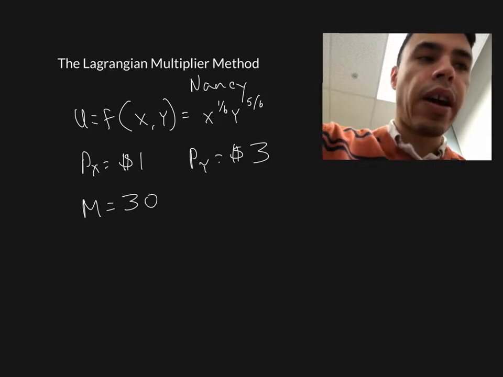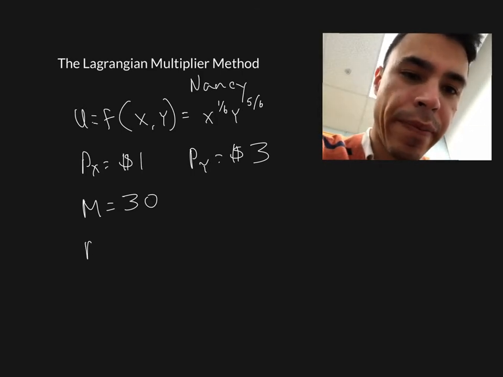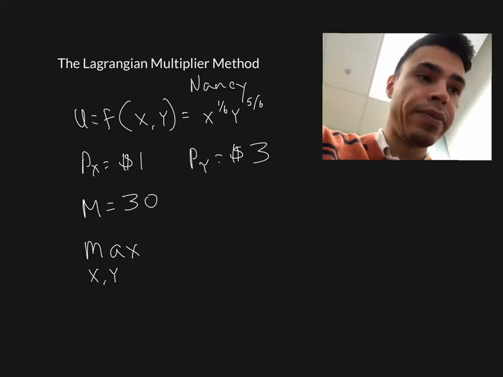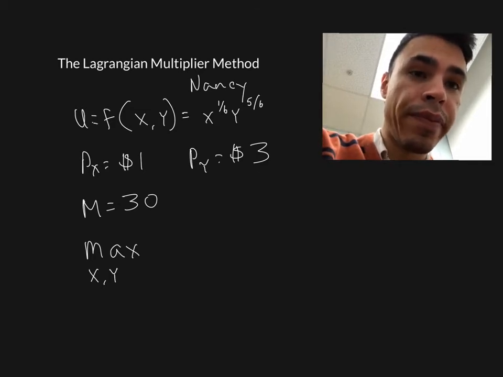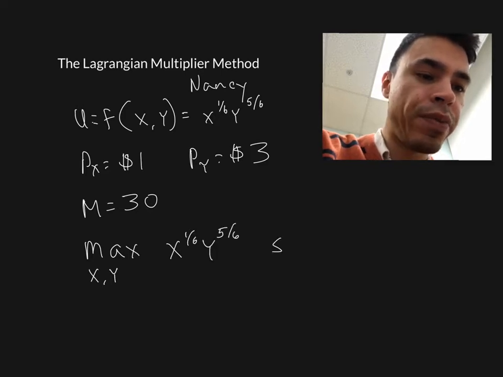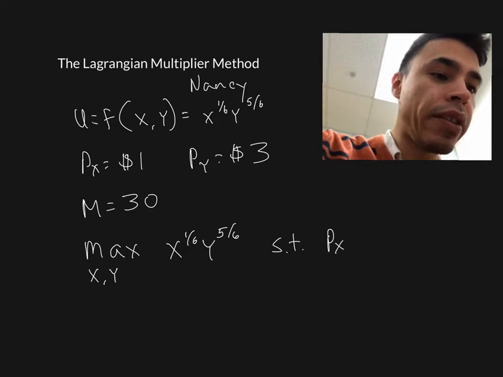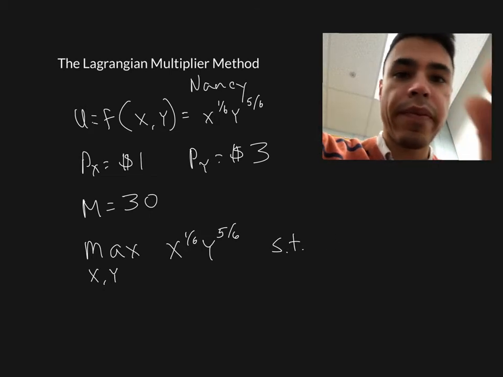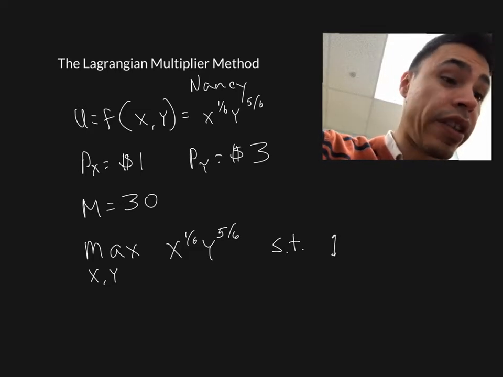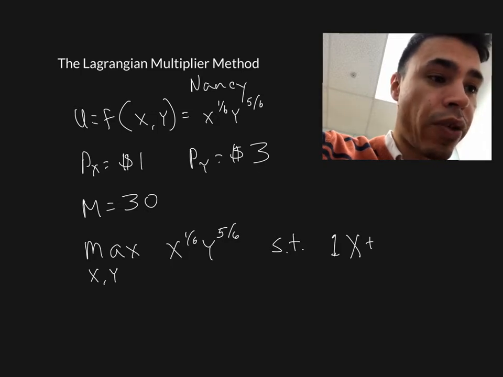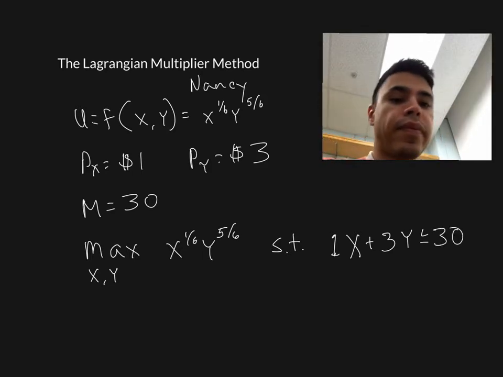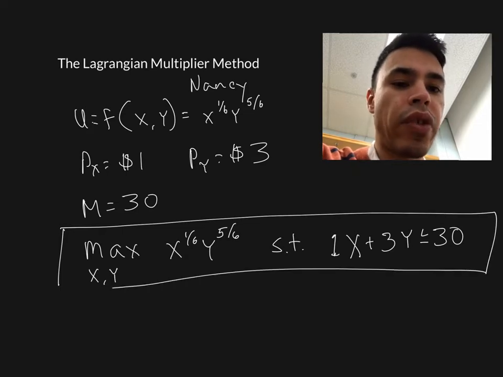So the constrained optimization problem would be set up as follows. You're trying to pick X and Y, a consumption bundle that maximizes Nancy's utility, which is given by X to the 1/6 times Y to the 5/6, subject to the constraint that the total amount of money she spends on these goods, which is 1, the price of X, times X, plus 3, the price of Y, times Y, must be less than or equal to 30. So this is the constrained optimization problem.